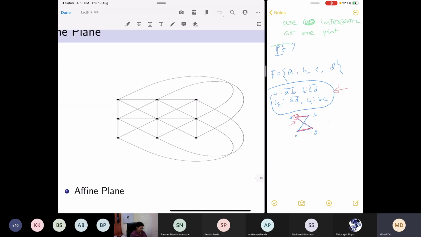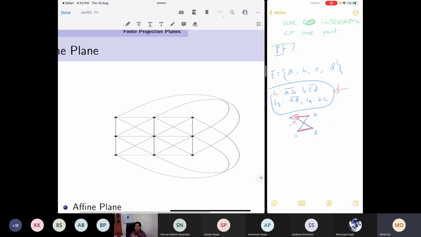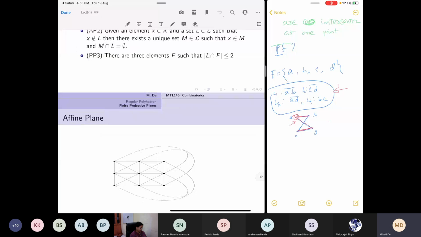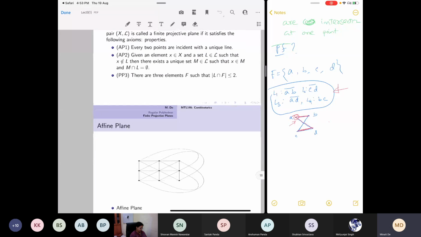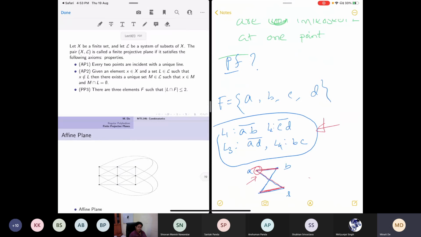Okay, so my question was, do you see that there exist 3 points over here which are not collinear? Can you see it in this example? So the question is, can you see that all the properties of an affine plane, whatever we have mentioned there, are basically satisfied in this figure? Can you check it?